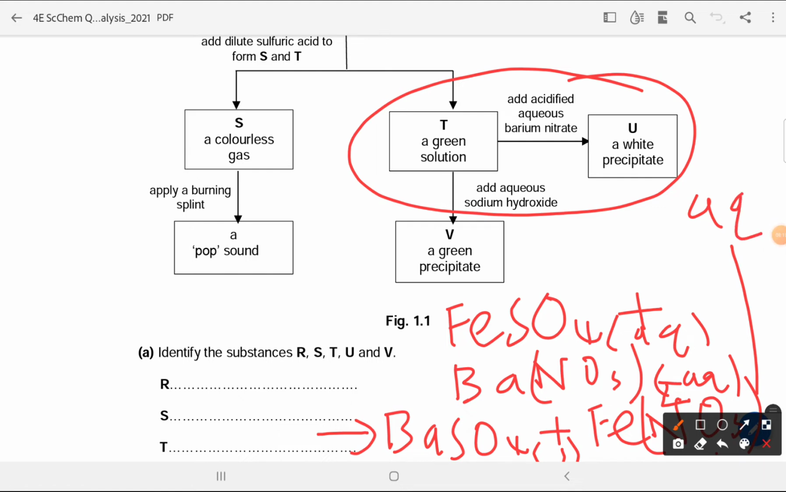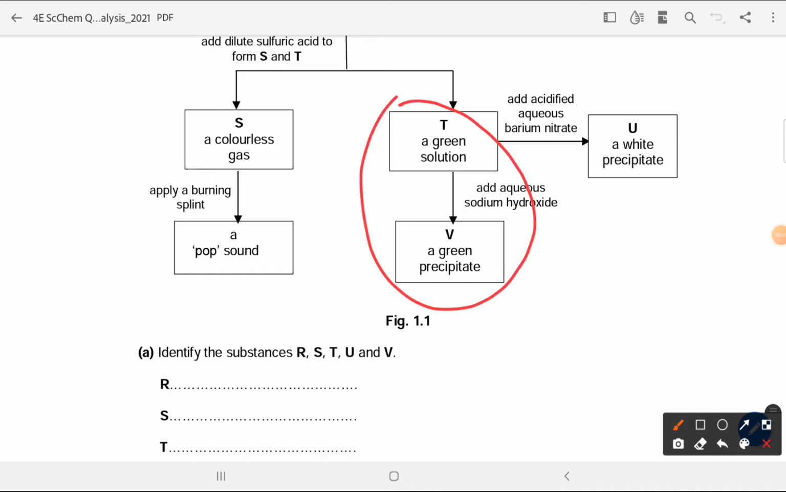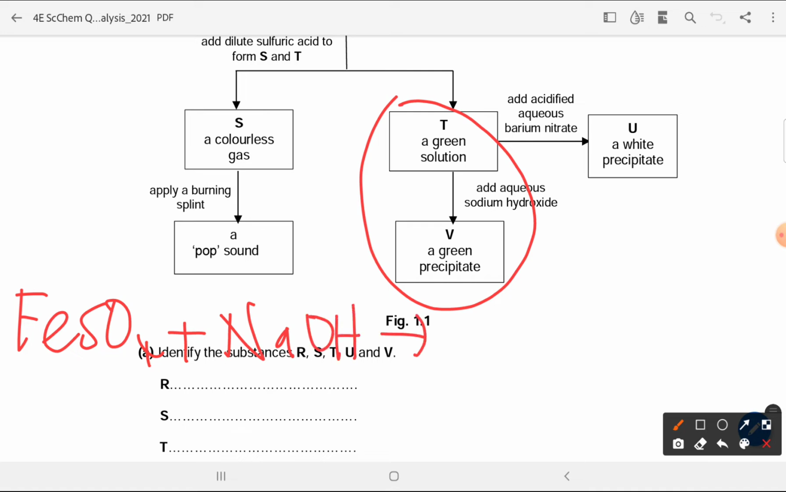So this is one of the possible answers. Another possible answer would be this part. Again, green solution, iron 2 sulfate plus sodium hydroxide. Okay, and then you get a green precipitate.